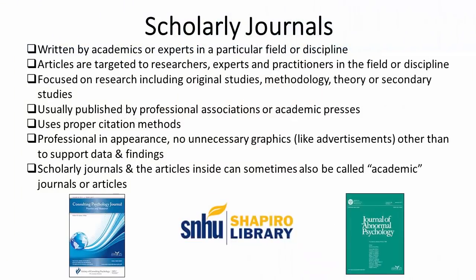Let's take a look. Scholarly journals are written by academics or experts in a particular field or discipline. Articles are targeted to researchers, experts, and practitioners in the field or discipline. They are focused on research, including original studies, methodology, theory, or secondary studies. They are usually published by professional associations or academic presses. They use proper citation methods. They are professional in appearance, no unnecessary graphics like advertisements, other than to support the data and the findings in the articles. Scholarly journals and the articles inside can sometimes also be called academic.